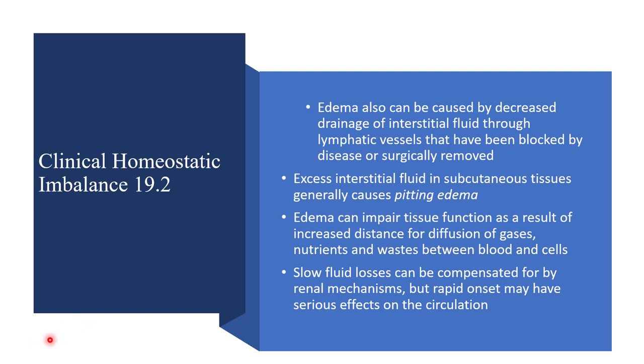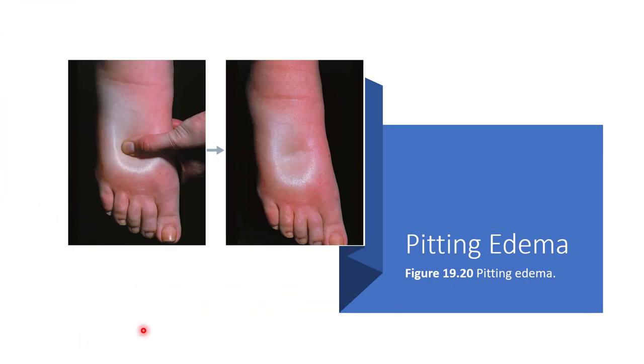Excess interstitial fluid in subcutaneous tissues generally causes what you call pitting edema. Edema can impair tissue function as a result of increased distance for diffusion of gases, nutrients, and waste between blood and cells. Slow fluid loss can be compensated for by some renal mechanisms, but if it is fast, the rapid onset may have serious effects on circulation. All right, here is a picture of pitting edema.